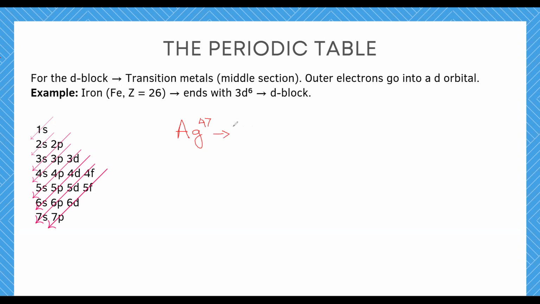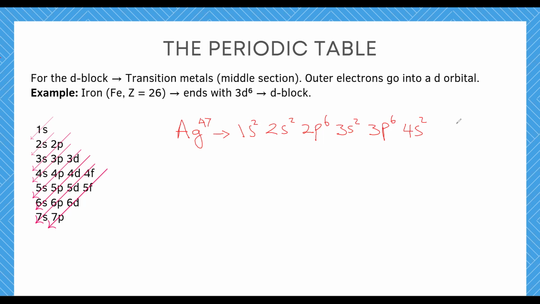We start the electron configuration, which is 1s2. Good. 2s2. Beautiful. 2p6. Good. 3s2. Good. 3p6. Good. 4s2. That's 20. How many are we now? 20. Good.